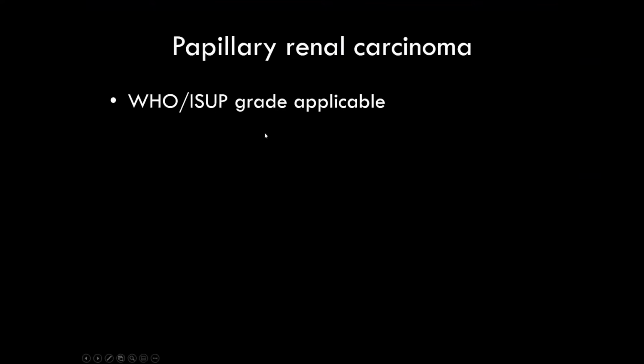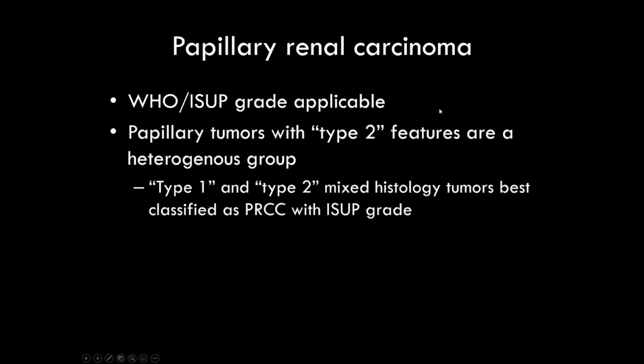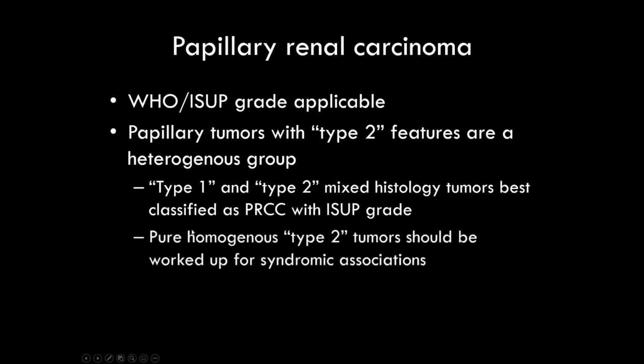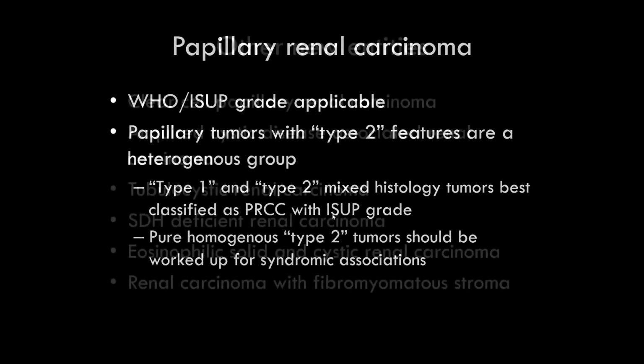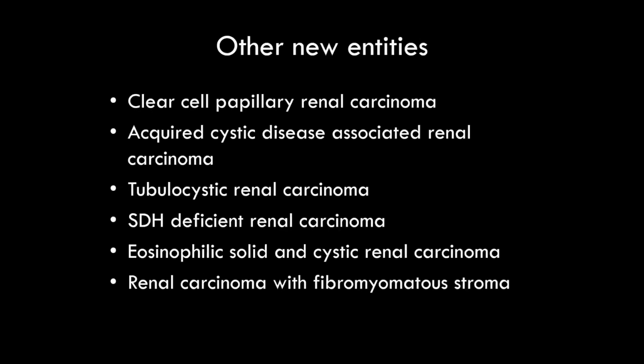First of all, you should know that the WHO ISUP grade is applicable to these renal cell carcinomas. And then type 1 papillary renal cell carcinoma is easy to classify. We just call them PRCC and assign them a low grade. And tumors which have mixed features, we are again going to classify them just as PRCC and assign them an ISUP grade. And then we are going to look for homogeneous type 2 features and work those up for syndromic associations. And tumors that are heterogeneous and have type 2 features should probably be classified the same way, just called PRCC and be assigned an ISUP grade. So that is the current thought process on these entities.